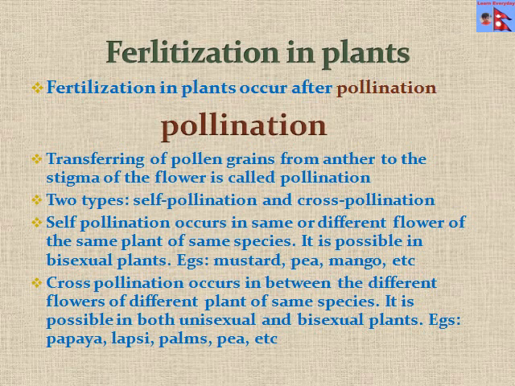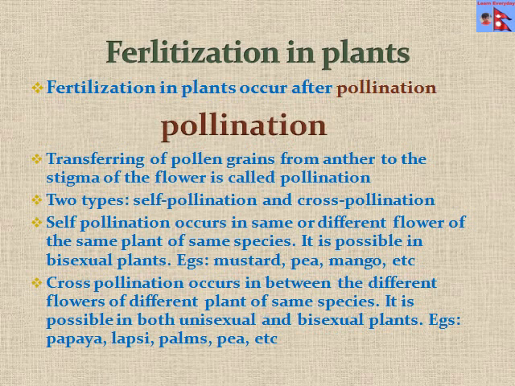There are two types of pollination, self-pollination and cross-pollination. In self-pollination, the transferring of the pollen grains takes place in the same or different flowers of the same plant. And in cross-pollination, the transferring of the pollen grains occurs between different flowers of different plants.